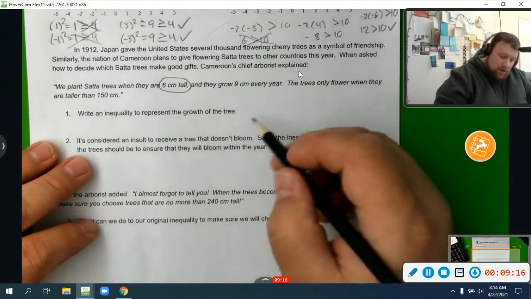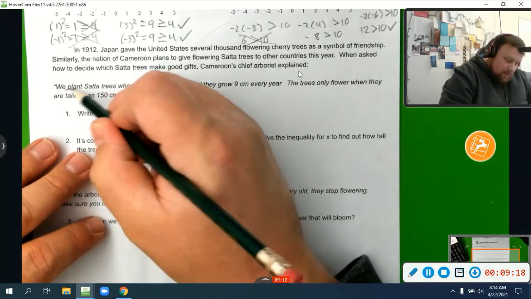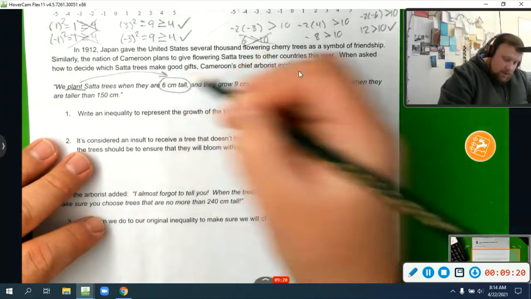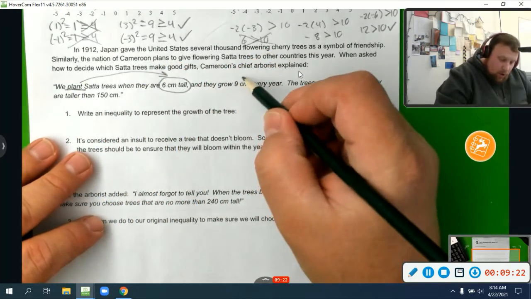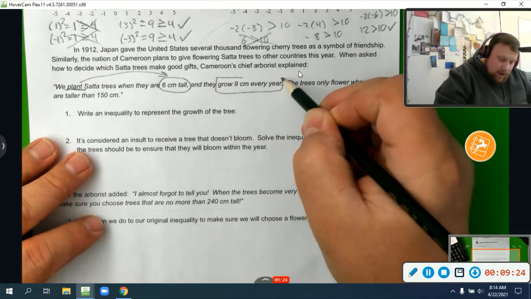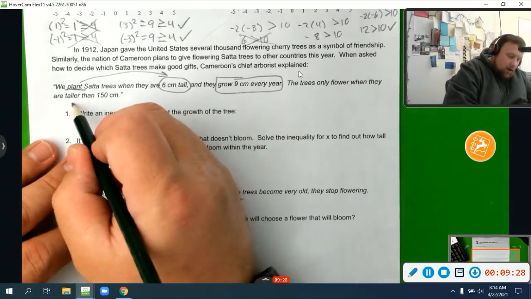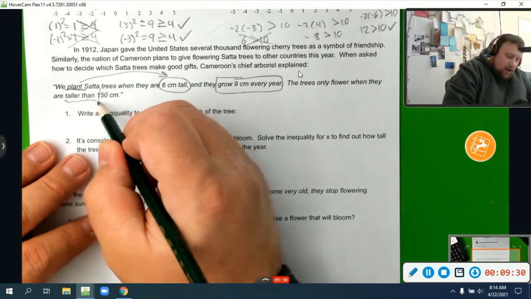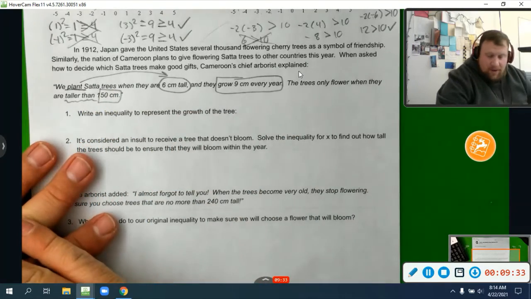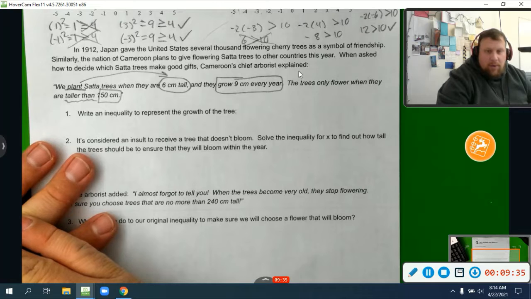That sounds important. So we plant them when they're 6 centimeters tall. And they grow 9 centimeters every year. That sounds important. The trees only flower when they are taller than 150 centimeters. Notice how I just right away start circling information, pointing where it talks about it. Write an inequality to express the growth of the trees.